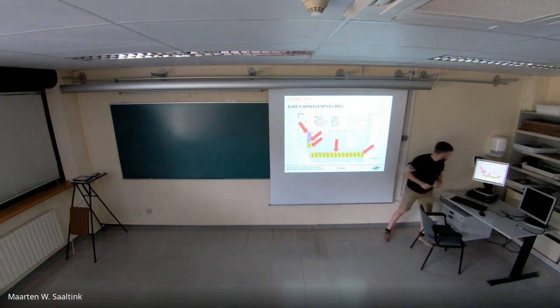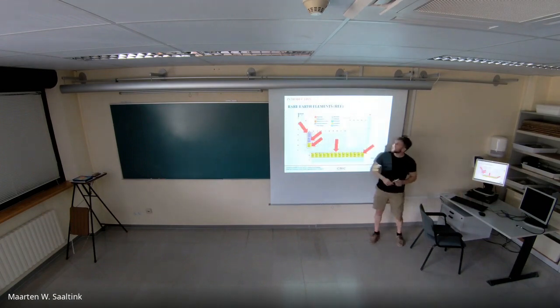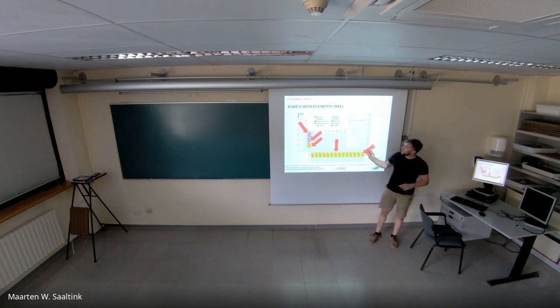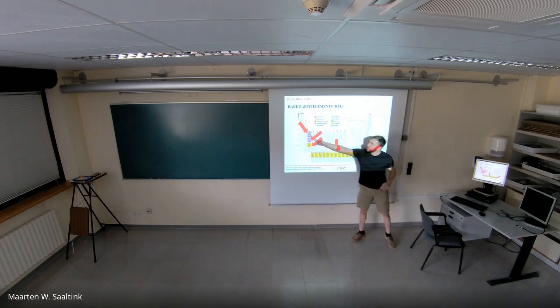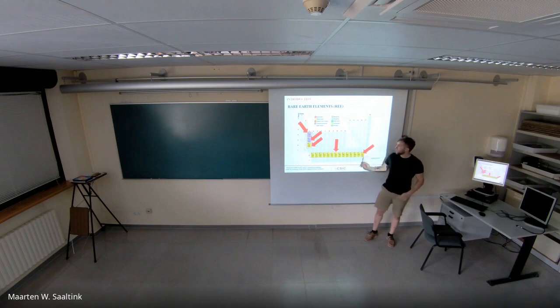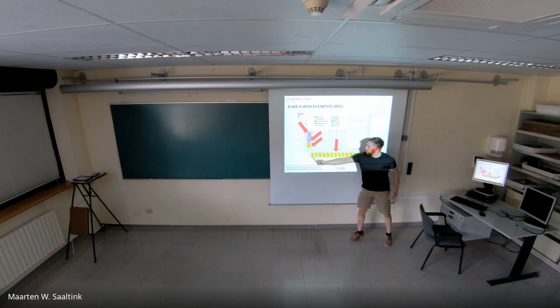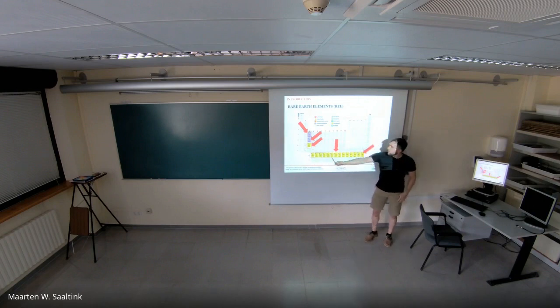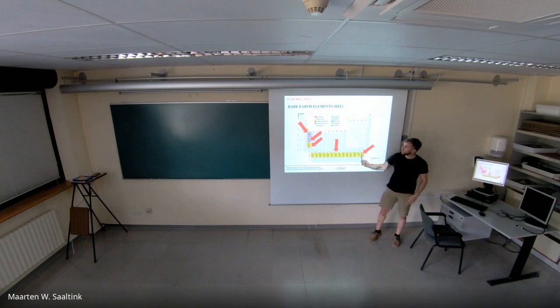Well, a brief introduction also for rare earth elements. The rare earth elements are all of these. They are divided into light rare earth elements, middle rare earth elements, and heavy rare earth elements. Light rare earth elements are lanthanum to neodymium, then samarium and these are the middle rare earth elements, and these are the heavy rare earth elements.